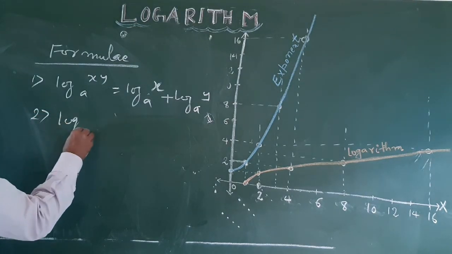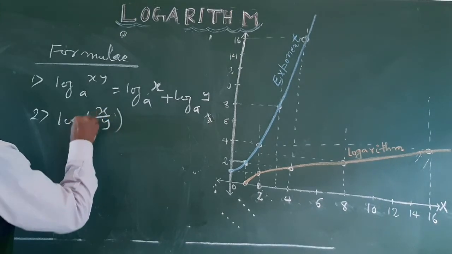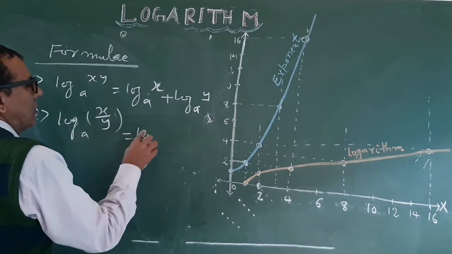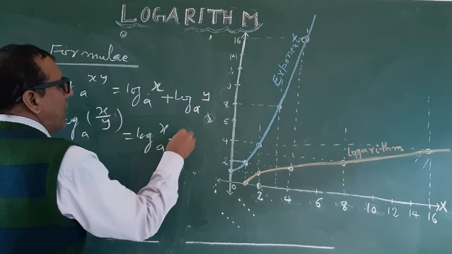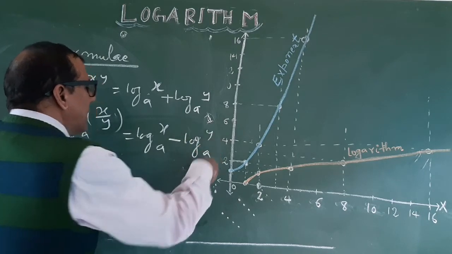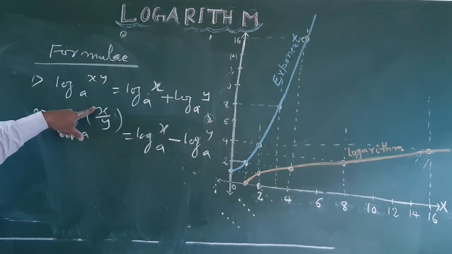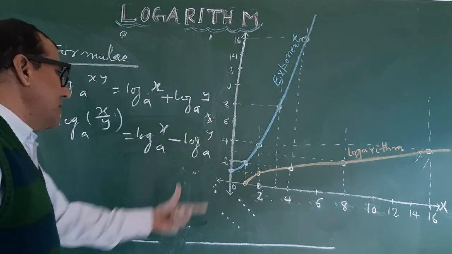In the same way, log of x by y raised to the a equals to log x raised to the a minus log y raised to the a. It means division is written as difference.